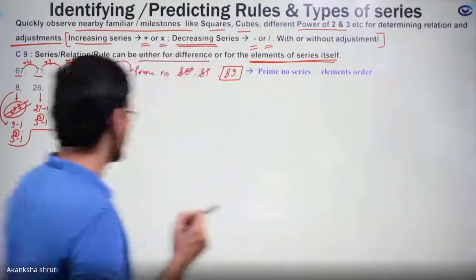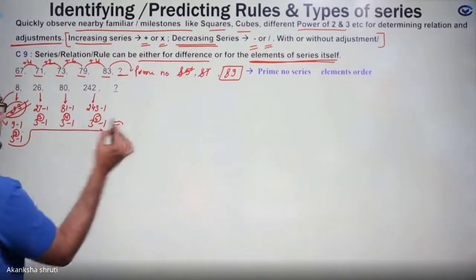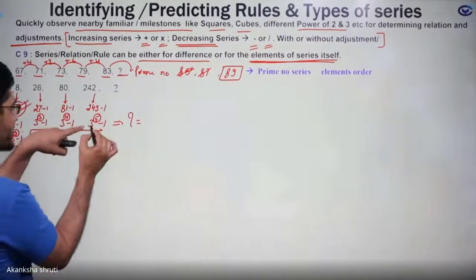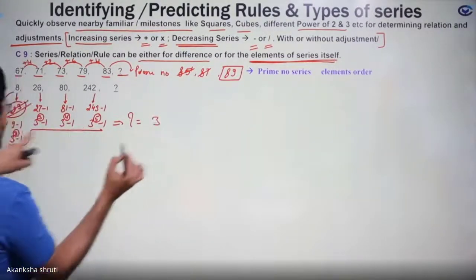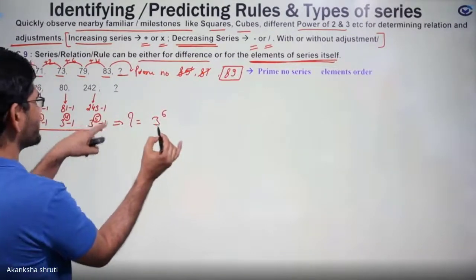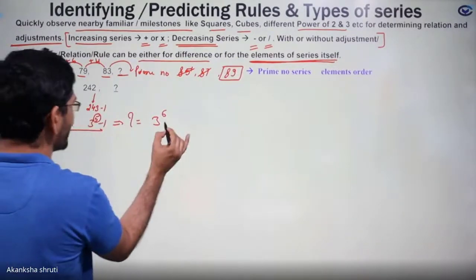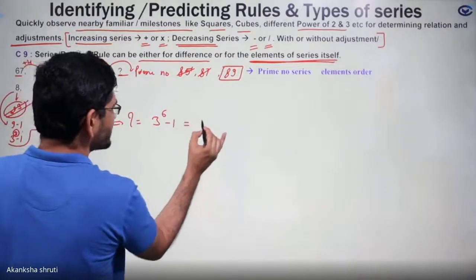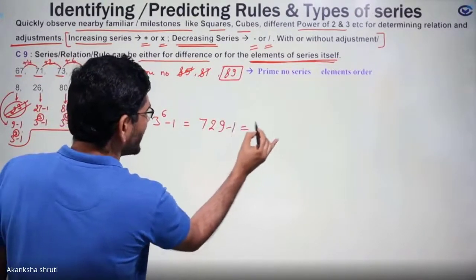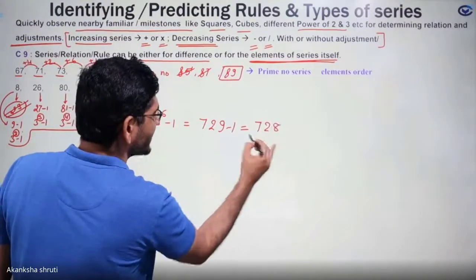So much simple. Therefore, here the next number can be determined by taking 3 to the power. Here the power is continuously increasing. So after 5 it will be 6, and always there is minus 1. It is like this: 3 to the power 6 is 729, minus 1, it is 728, the final answer.